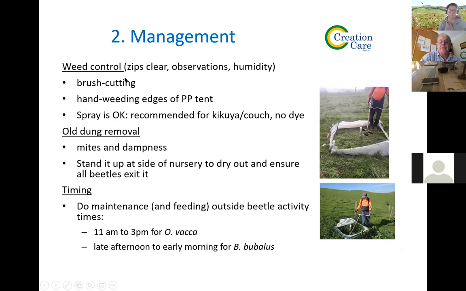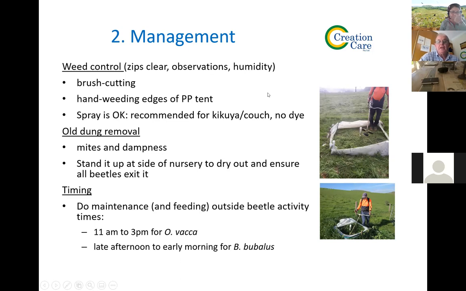Weed control, weeds or pasture, is probably a better way to say it, will grow up in the nurseries, clog up the zips, which is a bit of a nuisance. But more importantly, when there's 30 to 40 centimetre growth inside the nursery, you can't see what's going on. You can't see beetles walking on the ground. You can't work out how much dung's been used. So we basically keep it down to just below ankle, just about ankle height, so that we can see what's going on.